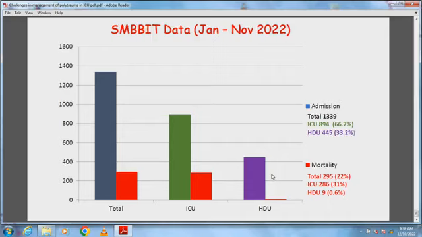This is the data which has been collected from Shaheed Mohtarma Benazir Bhutto Institute of Trauma from January to November 2022. In total, we had admissions of about 1,339, and those admitted in the ICU were 66% and in the NICU were 33%. The mortality was 22% in the ICU, 31%, and in the NICU it was 0.6%. And these are all polytrauma patients.